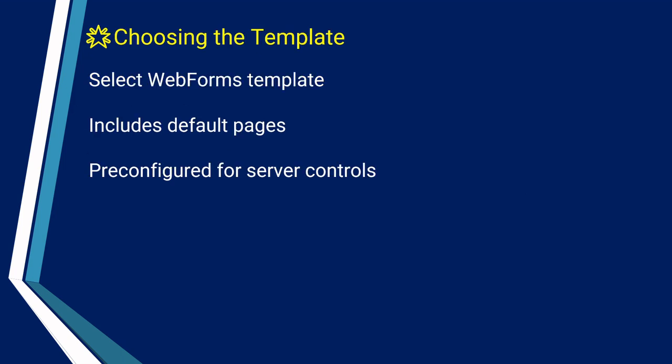After selecting the ASP.NET Web Application template, choose the Web Forms options. This template includes default pages, server controls, and configuration settings needed for Web Forms development.